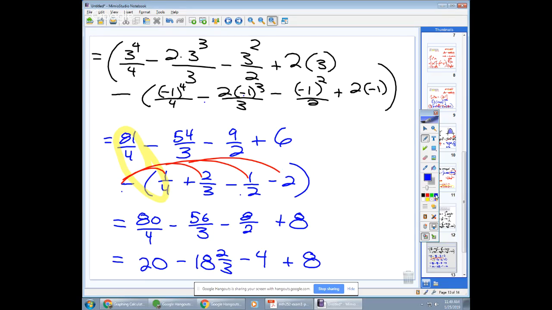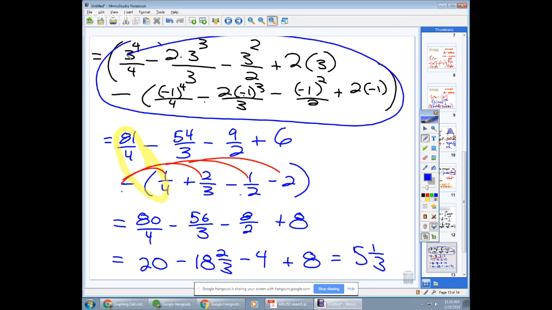All right, what do I get? 20 minus 18 and 2/3 is 1 1/3, plus the 4 I get 5 1/3. I highly recommend plugging this straight into your calculator and making sure you get 5.33333.